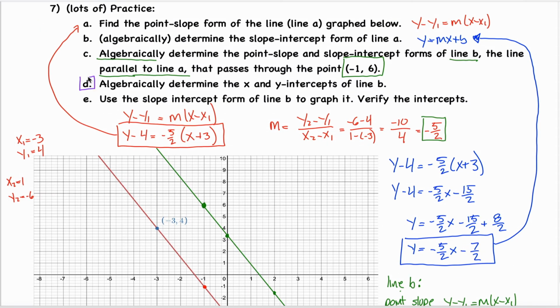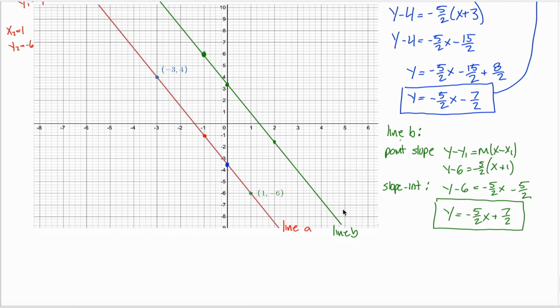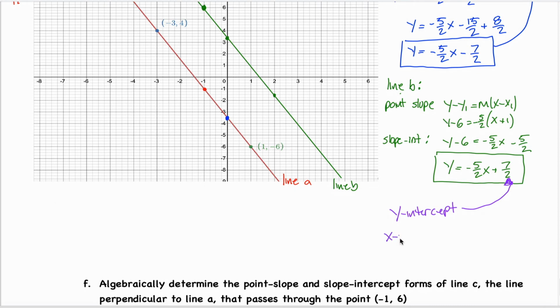Part D kind of asks about the leftover stuff, the x and y intercepts of line B. One of those is really easy. One of those just involves one step. To figure out the y-intercept, because I already have slope-intercept form, the y-intercept is just 7 halves, the value of b in this equation. I'm done.